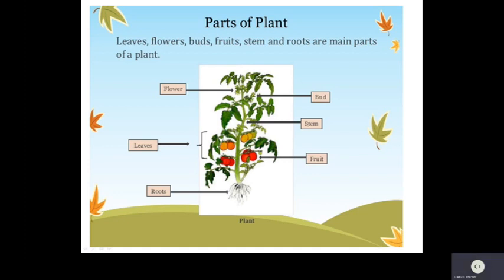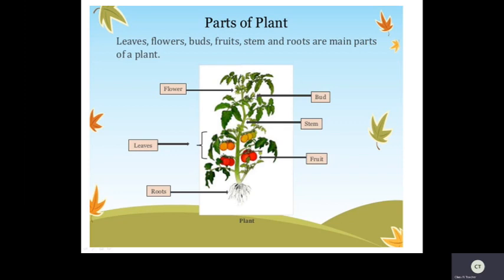And after that, can you see this green color part? Yes, these are leaves. Now, can you see here fruit? Yes, this is a fruit. Here few flowers are there. These are flowers.